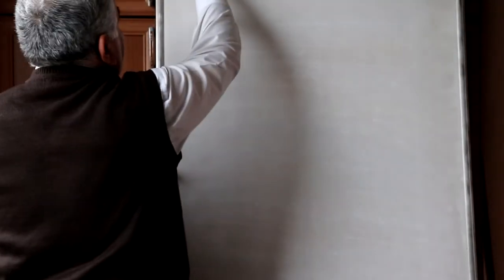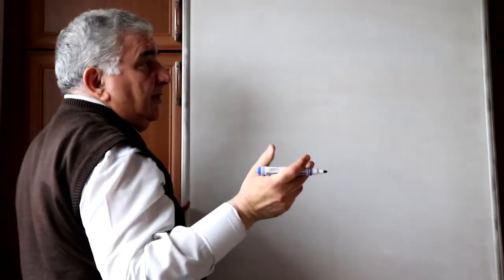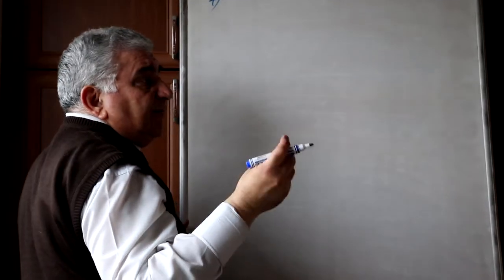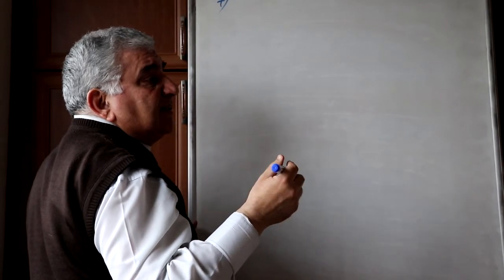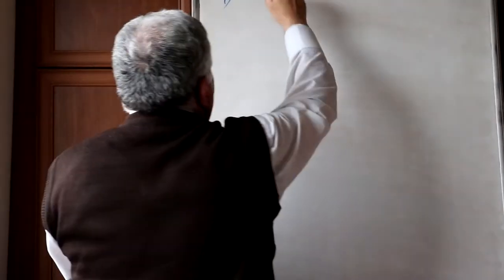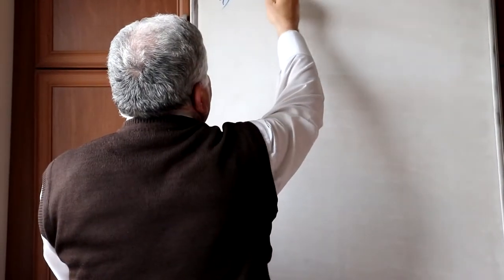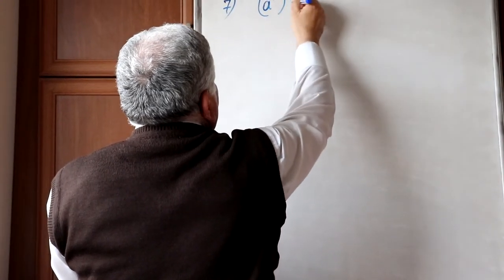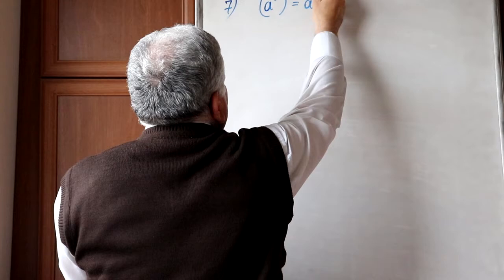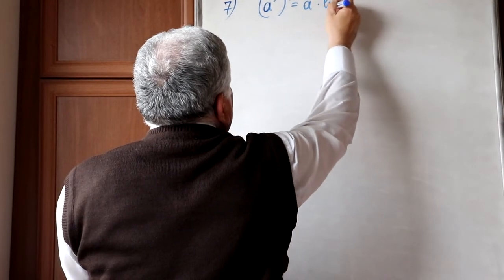Then continue to write the table of the simple function derivatives. Seventh formula, derivative of exponential function. Exponential function in Azeri is üslü function. In Russian it is показательная функция. Derivative of the exponential function: a to x prime is a raised to x multiplied by natural logarithm of a.